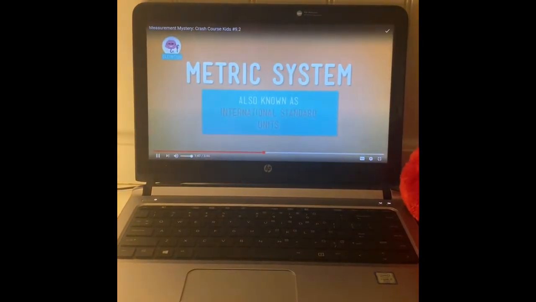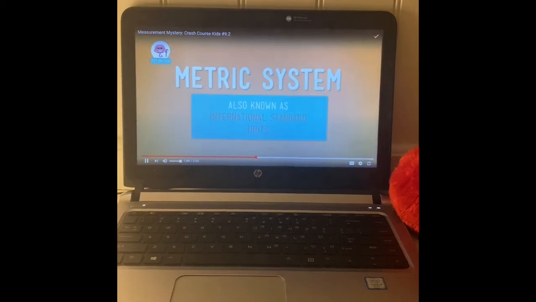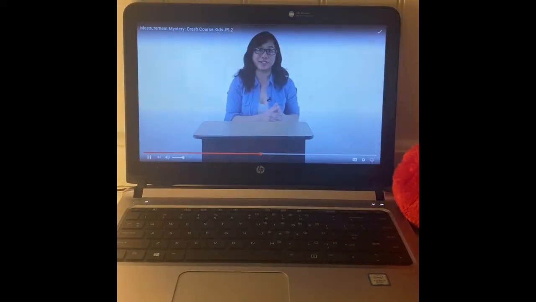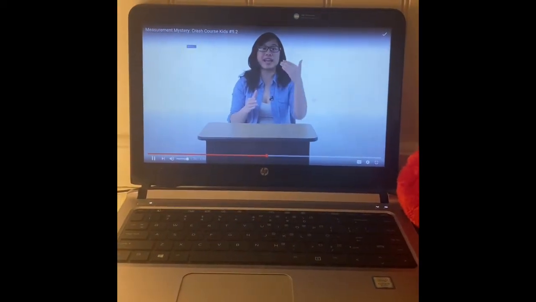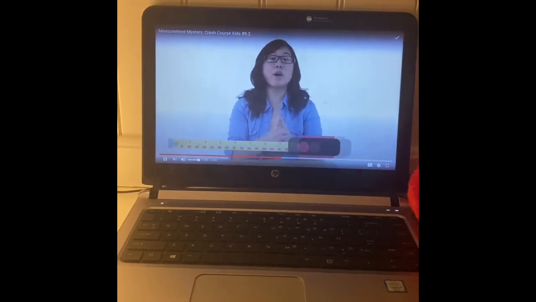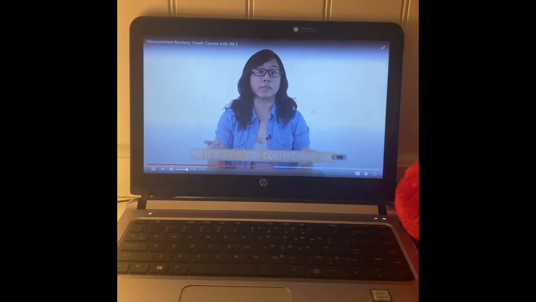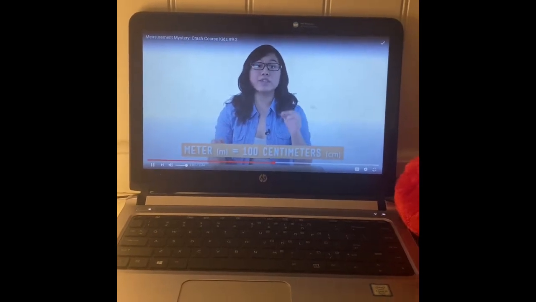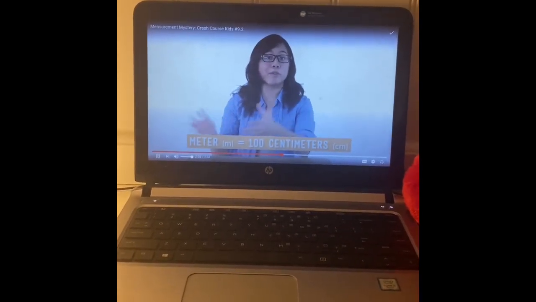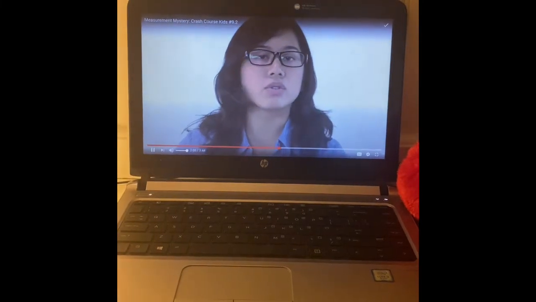So we'll just go ahead and use the International Standard Units, also known as the metric system. You might know these units as meters, grams, and liters. And the markings on my measuring tape here divide a meter into 100 smaller pieces of equal size. Each of these is a centimeter, one hundredth of a meter. Okay, now back to this mystery object.